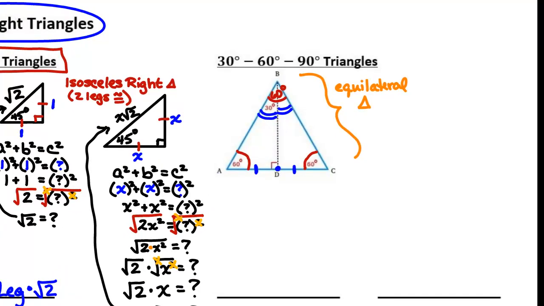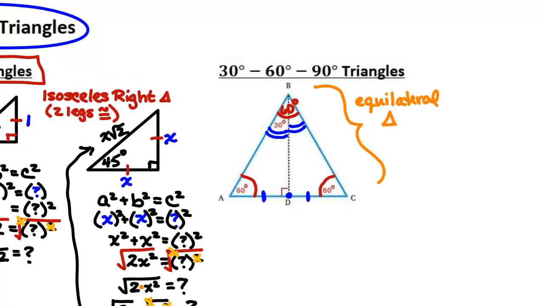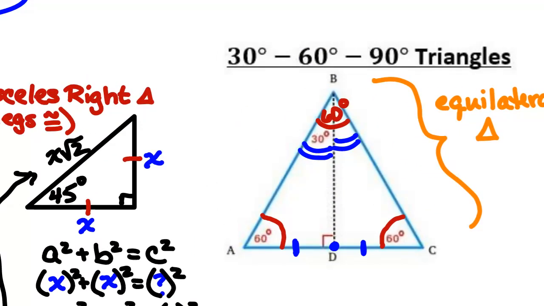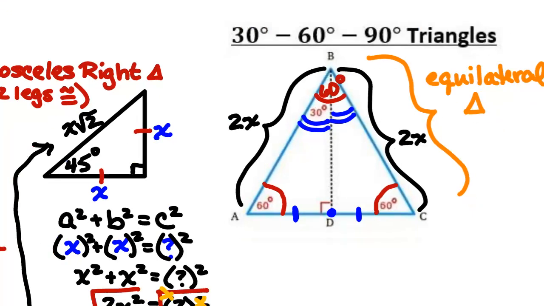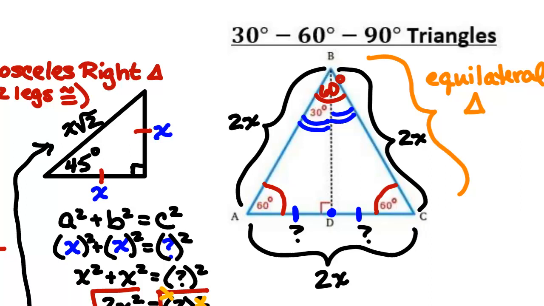I want to come up with the relationships that we have with the 30, 60, 90 triangle in a similar way that we did yesterday with the 45, 45, 90, where we were working with a square. So I want to say that each side of this equilateral triangle is 2x. If each side is 2x, then down here at the bottom, how big is each of these sections?